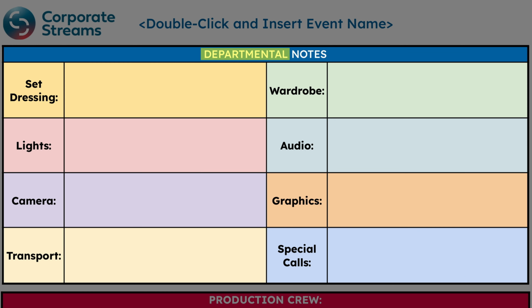Then we have departmental notes. So set dressing, lighting, camera, transportation, wardrobe, audio, graphics, and special calls. These are all detailed notes that are relevant to those individual parts of the whole. Now, you might have a lot of these blank depending on how complicated your shoot is or how simple your shoot is, but they're there for you if you need to utilize them.